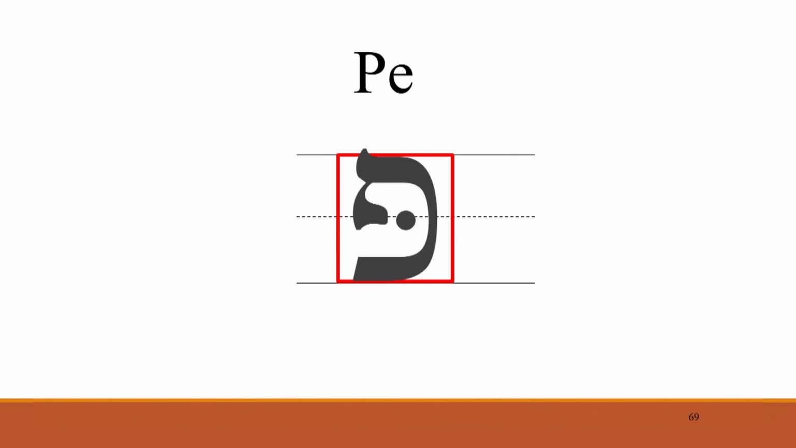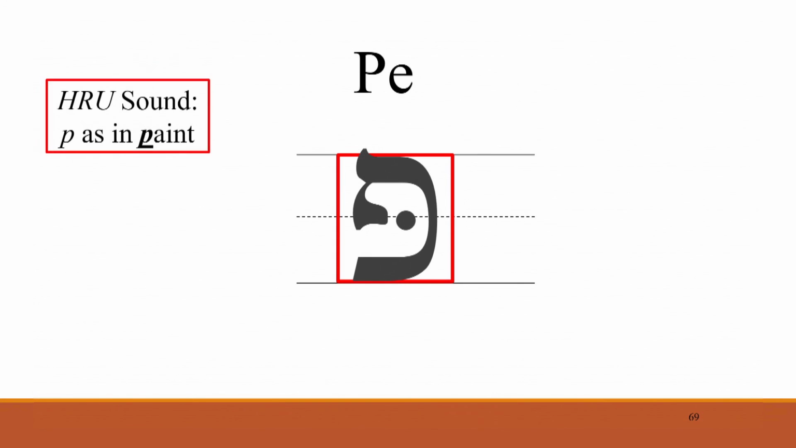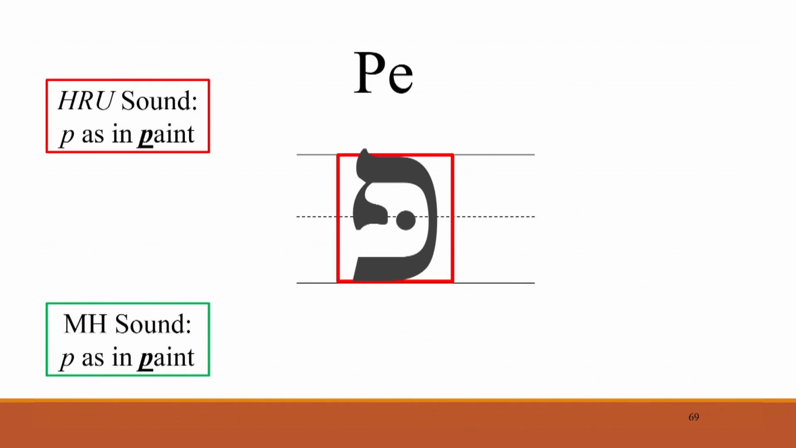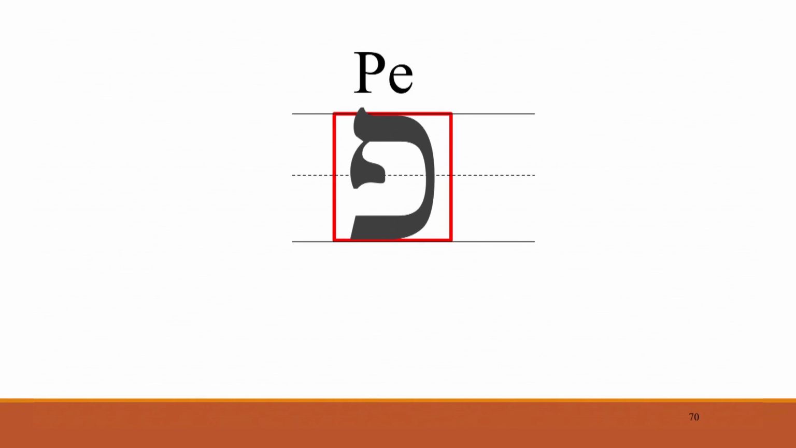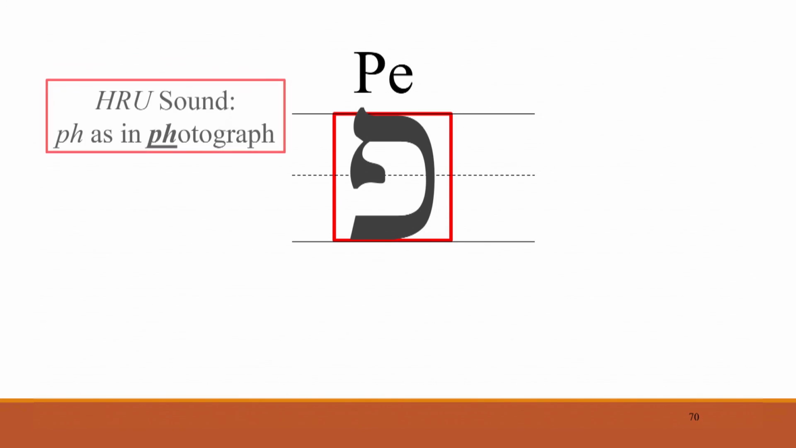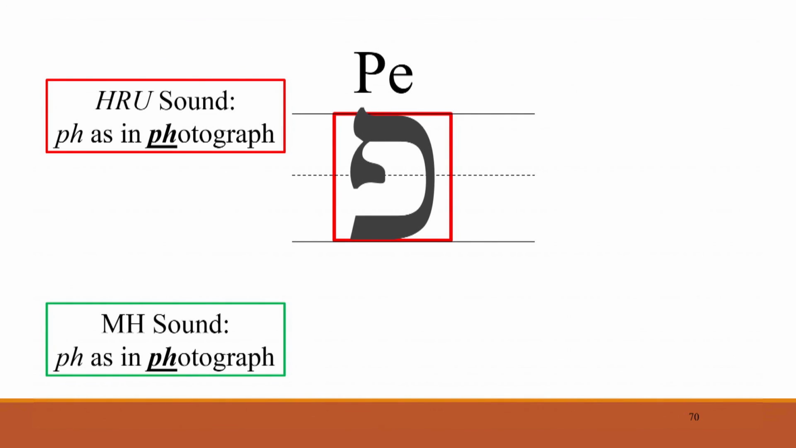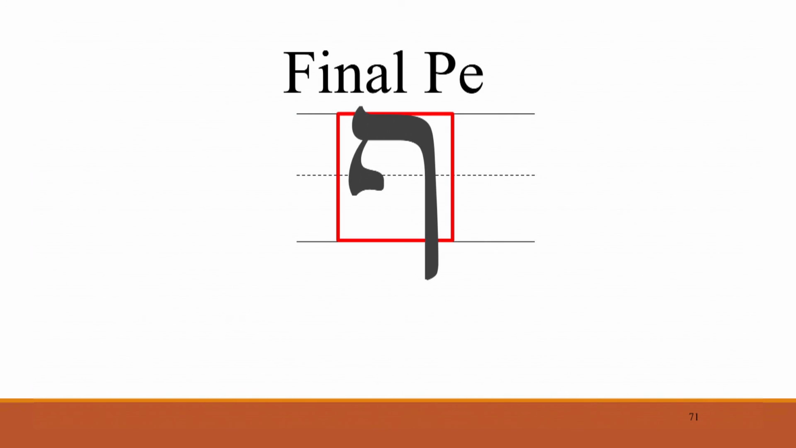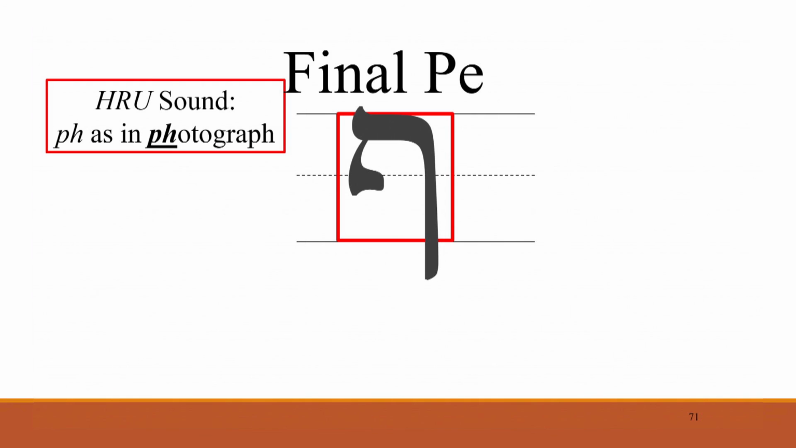Here's pe with the dagesh, and you'll notice that it makes the sound p, as in paint, just like in English. Same as in modern Hebrew. Here's pe without the dagesh, and it makes the sound ph, as in photograph. The same as in modern Hebrew. They make a distinction between pe with and without the dagesh. Here's final pe. Final pe never has the dagesh, so it's always going to make the sound f, as in photograph.